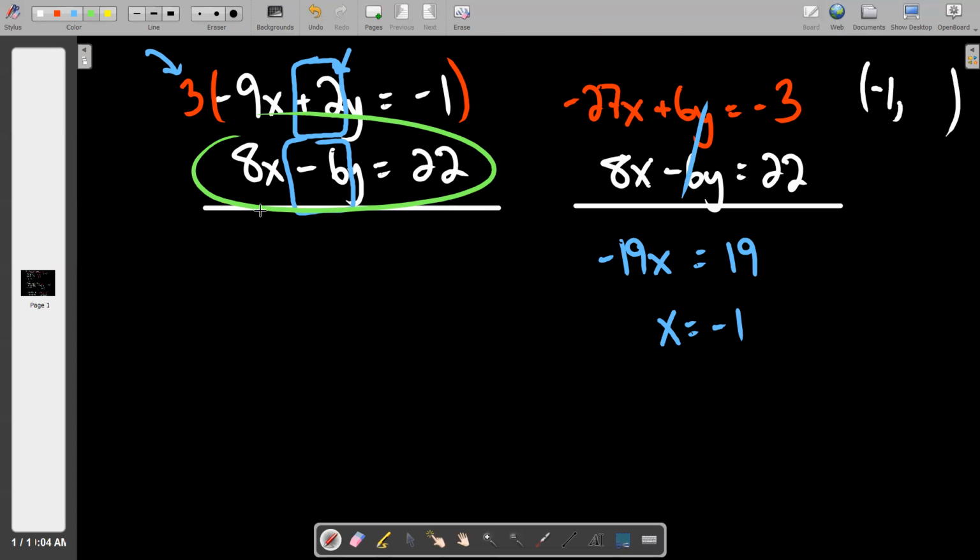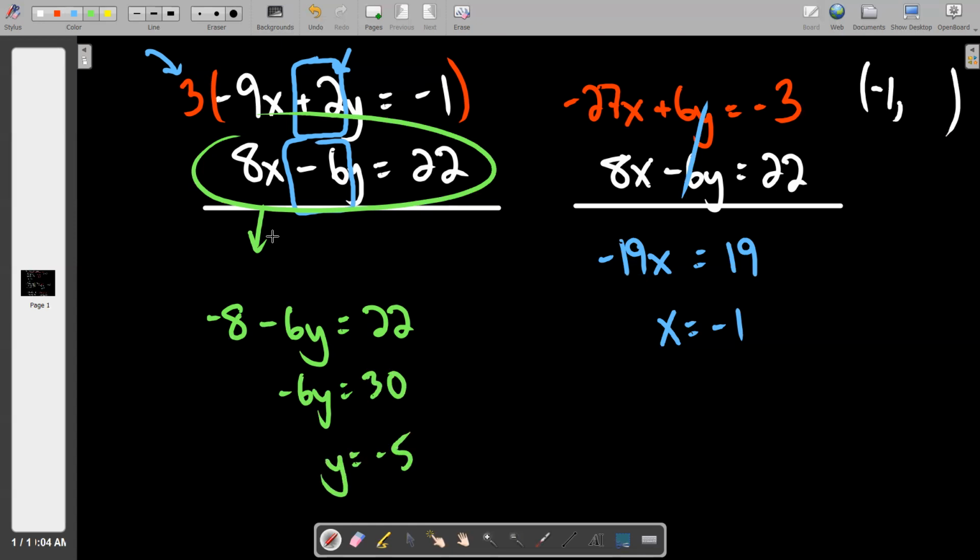It's okay. So if I go to this equation now and I change his x into negative 1, 8 times negative 1 is negative 8. So I have negative 8 minus 6y equals 22. I add 8 to both sides. I get negative 6y equals 30. I divide by negative 6, and I get y equals negative 5. And then I can go up here now and complete the riddle. You know what I mean?